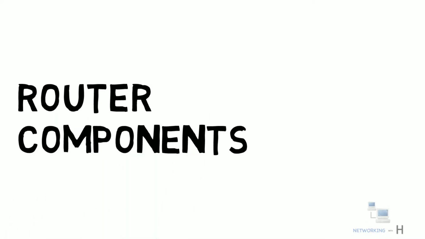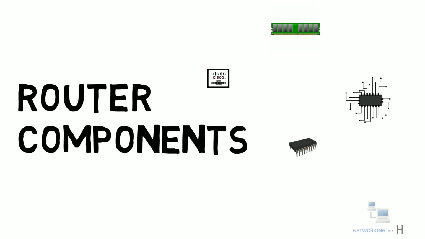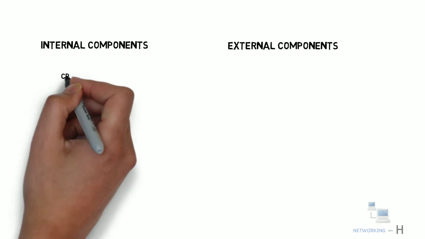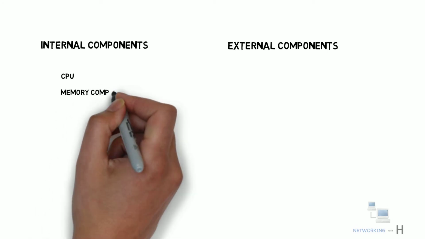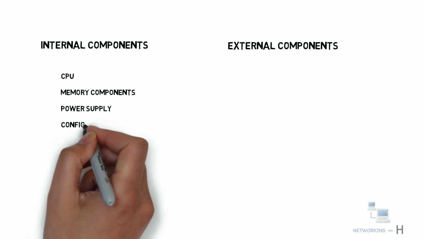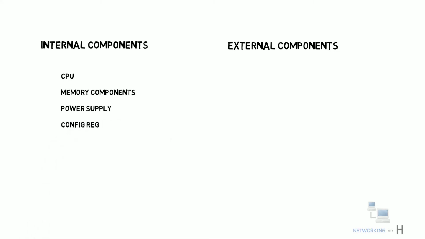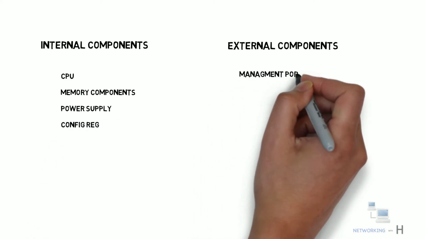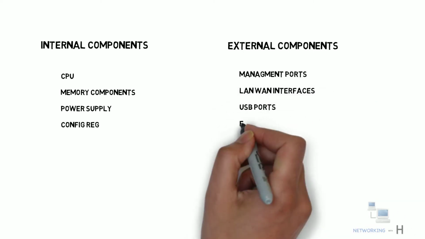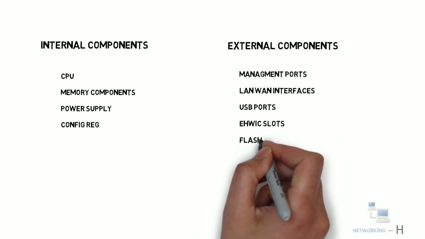In this session, I will discuss router components and their functions. Routers have internal as well as external components which are critical for its operation. Some of the major internal components of a router include CPU, memory components, power supply, and config register. External components include management ports, LAN-WAN interfaces, USB ports, EHWIC slots, and flashcard slots.